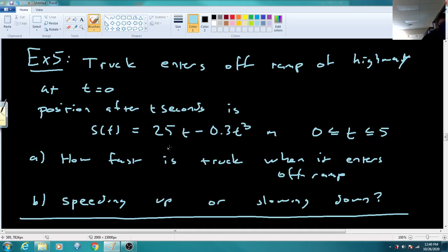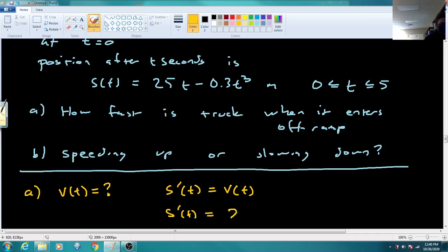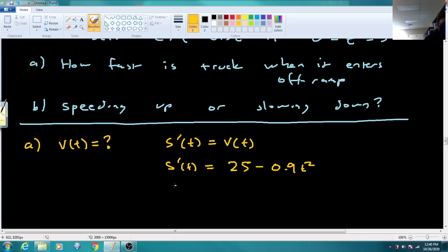Basically, to figure out how fast the truck is going when it enters the off ramp, we just take the derivative of the position to get the velocity. So for part A, we want the velocity equation. V of t equals what? Well, the derivative of the position function is the velocity function. So if we take the derivative of this, that is going to equal 25 minus 0.9 t squared. And this is our velocity function.